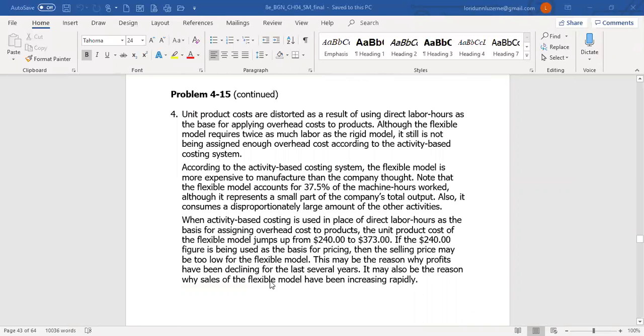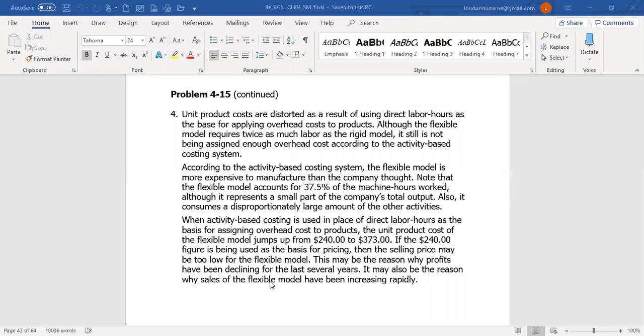Although the flexible model requires twice as much labor as the rigid model, it still is not being assigned enough overhead costs. According to the activity-based costing system, the flexible model is more expensive to manufacture than the company thought. Note, the flexible model accounts for 37.5% of the machine hours worked, although it represents a small part of the company's total output. Also, it consumes a disproportionately large amount of the other activities because we're producing 1,000 compared to the 10,000.